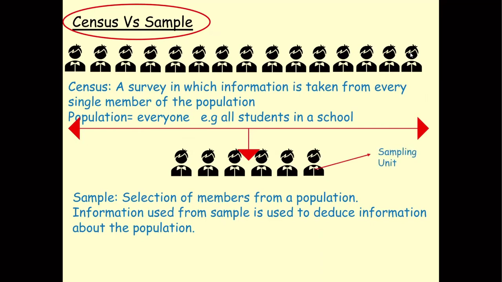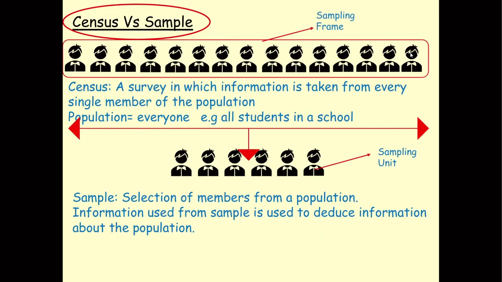Now, each individual student in our sample is called a sampling unit. And the population from which we have chosen is called the sampling frame. So all the students in the school is our sampling frame. From that, we've taken a sample, and each student in the sample is called a sampling unit. So there's a lot of definitions here. So what I would suggest is hit pause, take the notes so that you've got all this written down so that you can refer back to it.